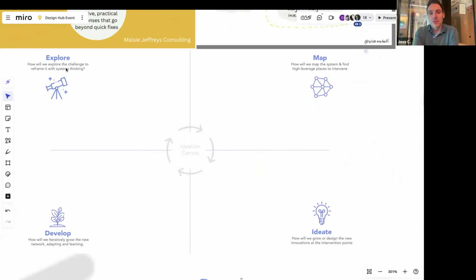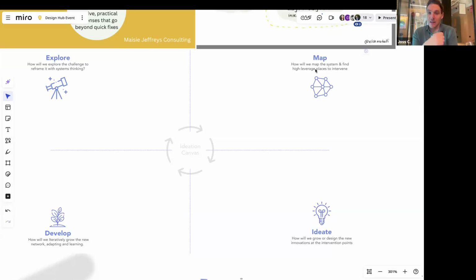And then we start on the top left, similar to the others. We're exploring the challenge to reframe it in a systemic way. Then we're going to move to top right, which is about mapping and finding the places of high leverage to intervene. And then bottom right, ideating. This is about how we'll design new innovations at those intervention points we previously identified. And then we're going to the bottom left, which is about developing and iteratively growing the new set of initiatives in the system and taking them forwards as an initiative.